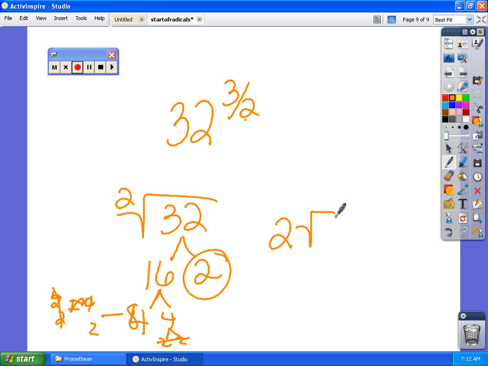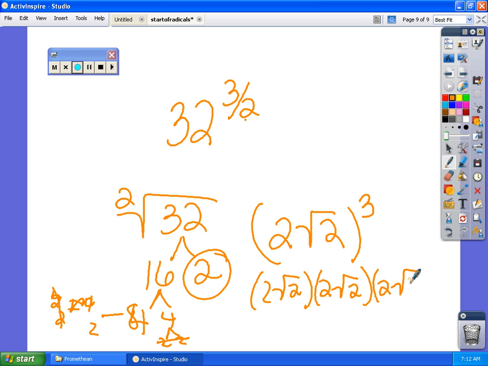So 2, the square root of 2, and then I'm going to triple that. So that means 2 the square root of 2 times 2 the square root of 2 times 2 the square root of 2, which ends up being 2 times 2 times 2 is 8, the square root of 8. And you can really break down 8. 8 is 2 times 4, which is 2 and 2. I have a pair of 2s, so another 2 comes out. It's 16, and 2 stays home. Sorry about my division mistake.